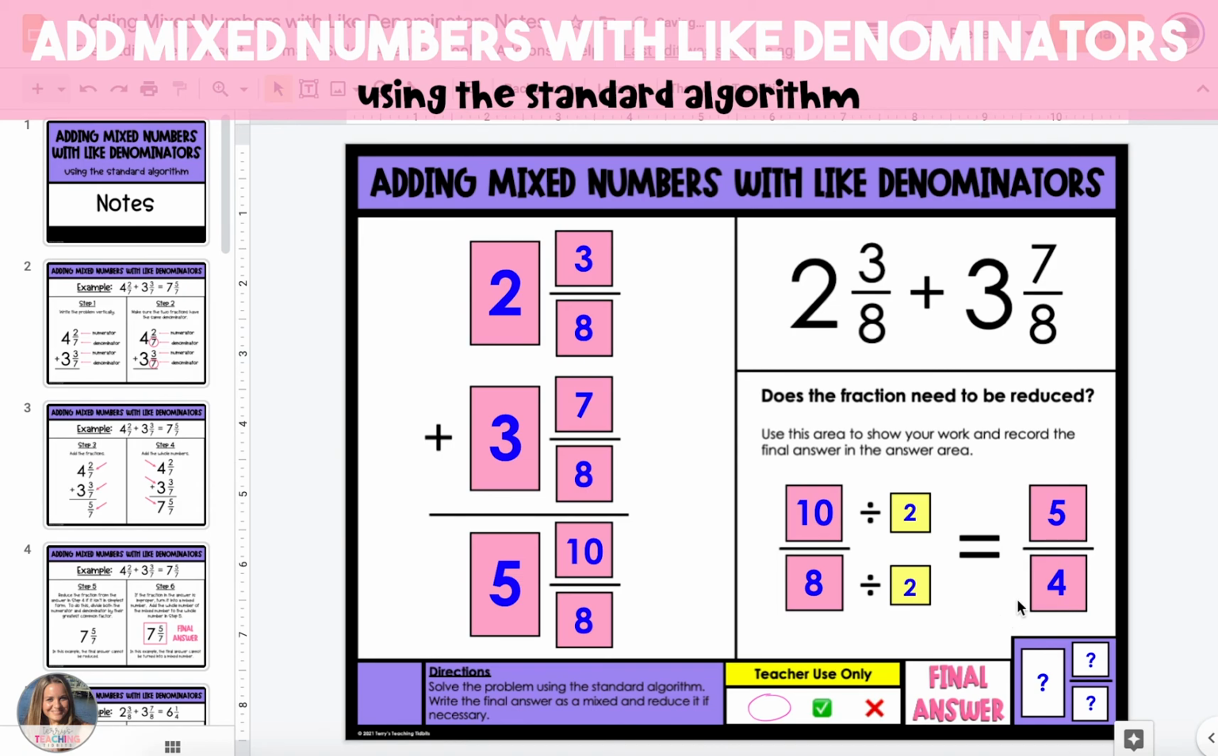We'll add the 1 and 1/4 to the 5 wholes in the original answer to get a final answer of 6 and 1/4.